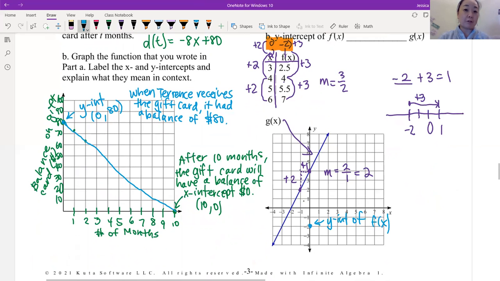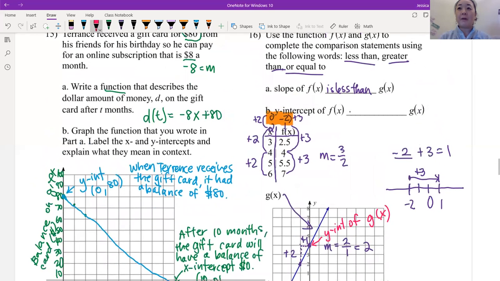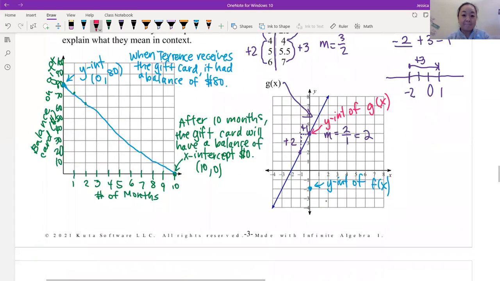Well, where's the g of x's y-intercept? Oh, it's all the way up here. Do you see how it's right here? This is the y-intercept. Oh, I should probably use a different color. So we'll go pink. So this is the y-intercept of g of x. Well, which one's bigger or which one's greater? Well, the one right here. So g of x is definitely bigger. So again here, y-intercept of f of x happens to be less than g of x. All right, and if it was flip-flop, then we would say greater than, that kind of thing. So that's how you determine that.